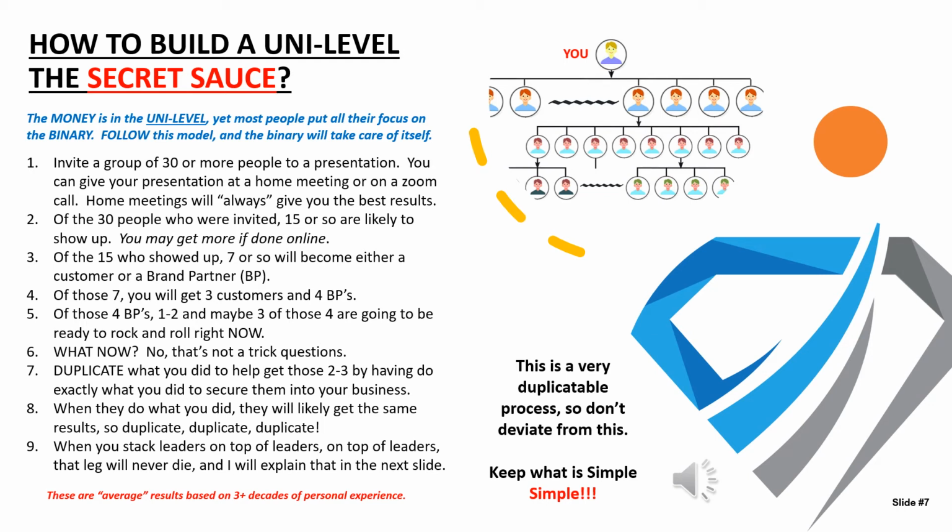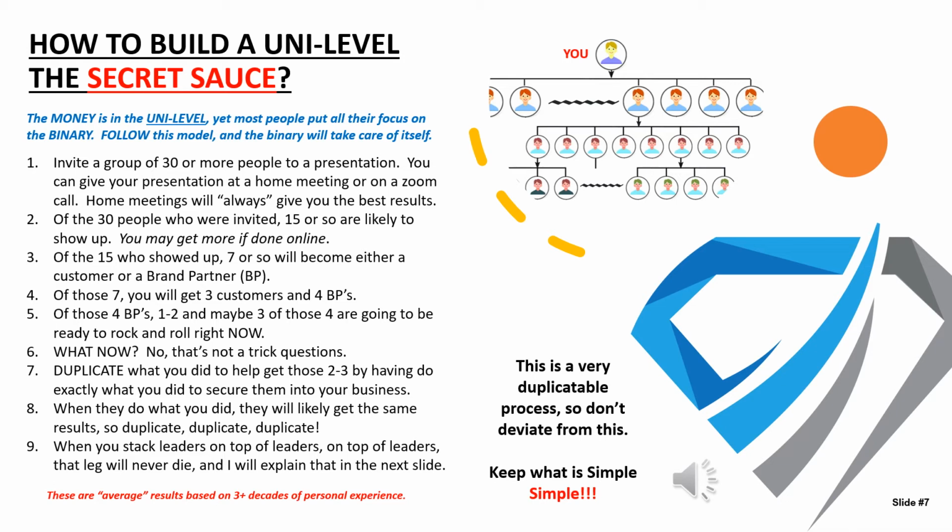So how does this secret sauce work? You're going to create a list of 50 to 60 names and sort that list to the top 30. When you have that list of 30, you're going to set a date and a time to do your presentation. You're going to call these people and invite them to a presentation. That presentation can be a home meeting or a Zoom call, but home meetings will always give you the best results because there's nothing superior to belly-to-belly marketing.